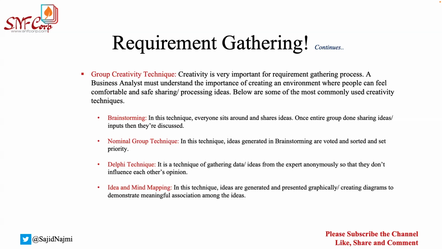So when people see something, they say something. It's very important for you to show them what you have come up with from all those ideas. So in ideas and mind mapping, you come up with diagrams. And diagrams could be anything: a use case diagram, a class diagram, a simple UI UX design, whatever. That again depends upon the requirement. So these are basically group creativity techniques. Before I go ahead, any questions?